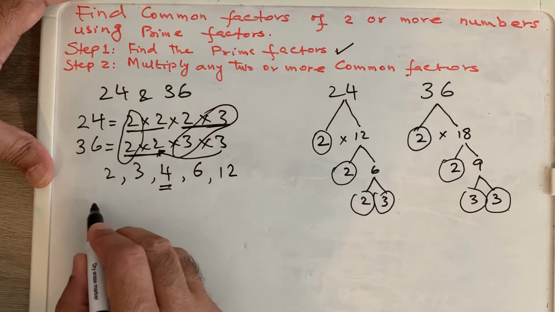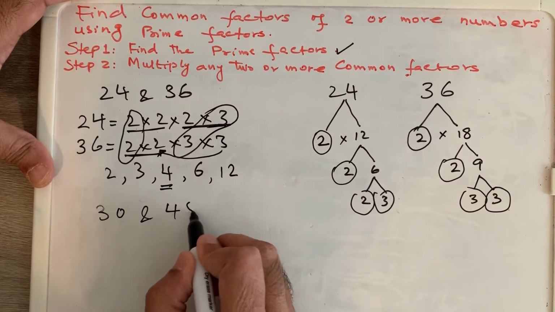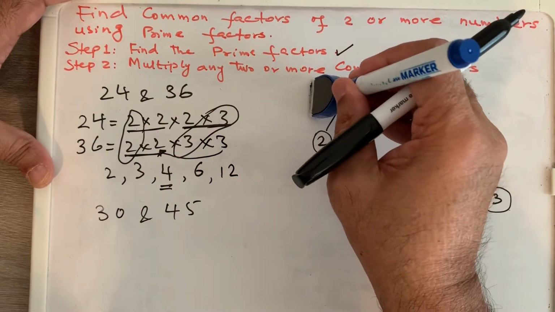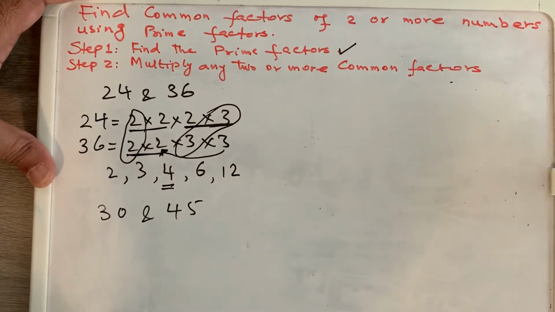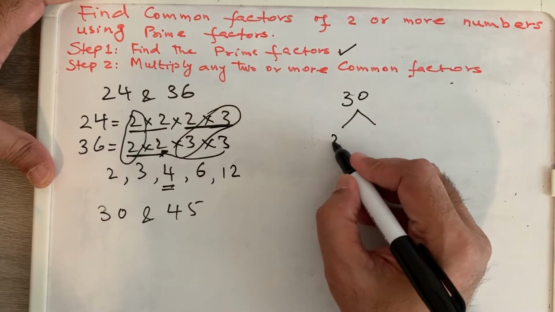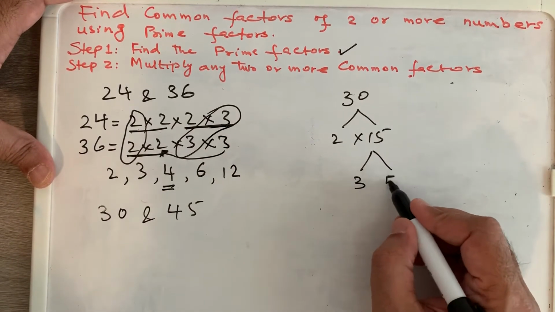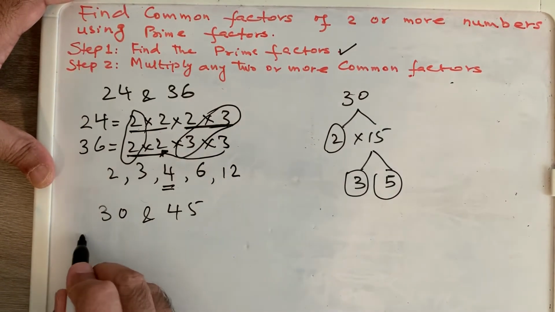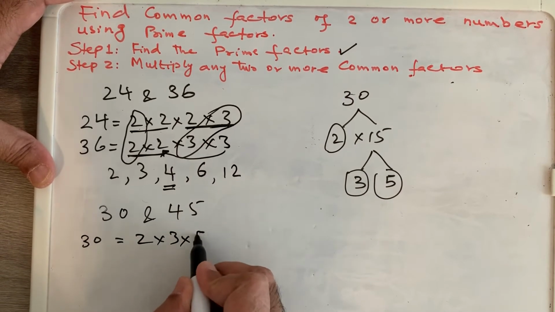So let us have another example. See 30 and 45. We have to find the prime factorization of both numbers. The first step is to find the prime factorization of both. So 30 can be broken as 2 times 15, and 15 can be broken as 3 times 5. So what I will write here is 30 equals 2 times 3 times 5.